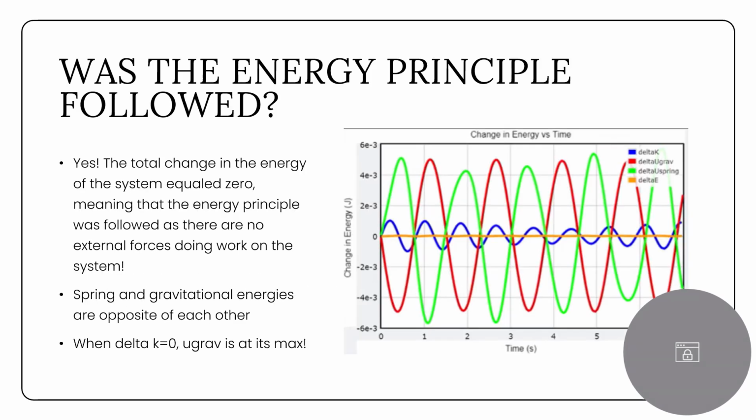So was the energy principle followed? Yes. The total change in the energy of the system equaled 0. As you can see in this graph here, delta E is consistently 0, meaning that the energy principle was followed as there are no external forces doing work on the system.